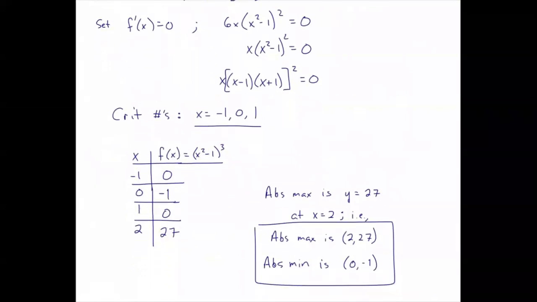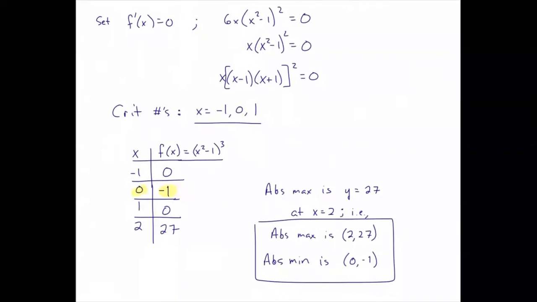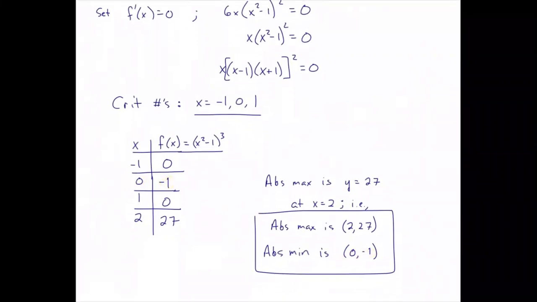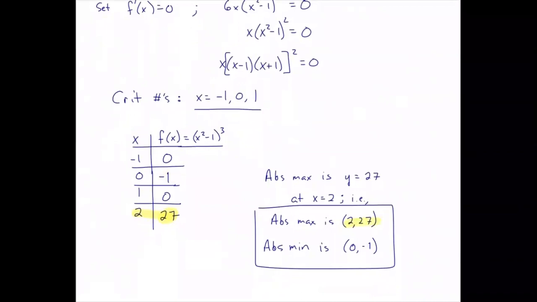The smallest value over here is a -1. That's my absolute minimum on this interval. It occurs when x is 0. When I choose x equals 0, I get the absolute min. The point (0, -1) is the absolute min. X value 0, y value -1. Similarly, my absolute max, well, the largest value on the right here is 27. So the point (2, 27) is the absolute maximum. When x is equal to 2, we get a maximum value of 27.